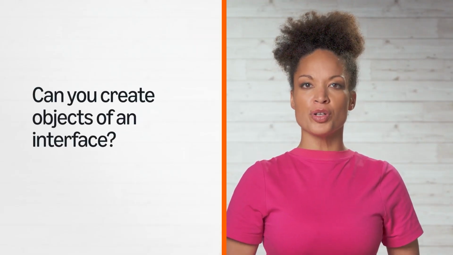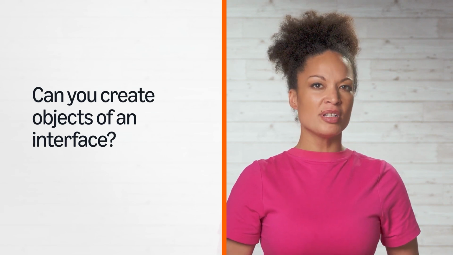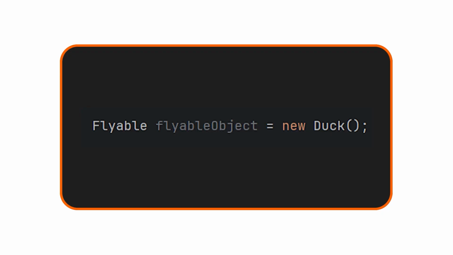Now, you might wonder, can you create objects of an interface? Yes, but not directly. You can only create an object of a class that implements the interface and assign it to a variable of the interface type. This variable can only call the methods defined in the interface. For example, if you have a class duck, which implements the interface flyable, you can always say flyable object equals new duck, open parenthesis, close parenthesis, semicolon.